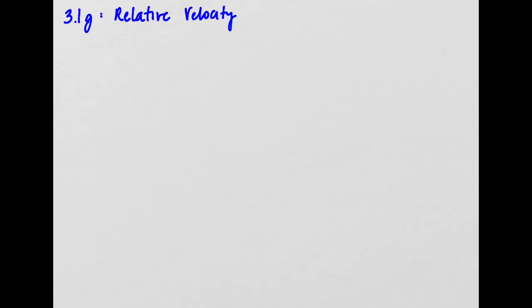Alrighty, we are on 3.1G, which is about relative velocities. We are going to cover this and 3.1H, which from your readings you notice are more or less the exact same thing, just said with a lot of words and in a couple different ways. So we're going to start by looking at 3.1G. The main point of this section is that motion is relative to the observer.